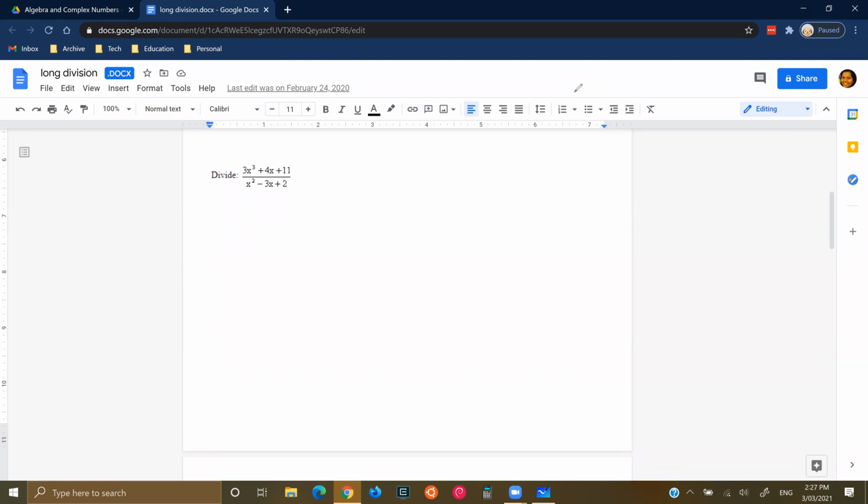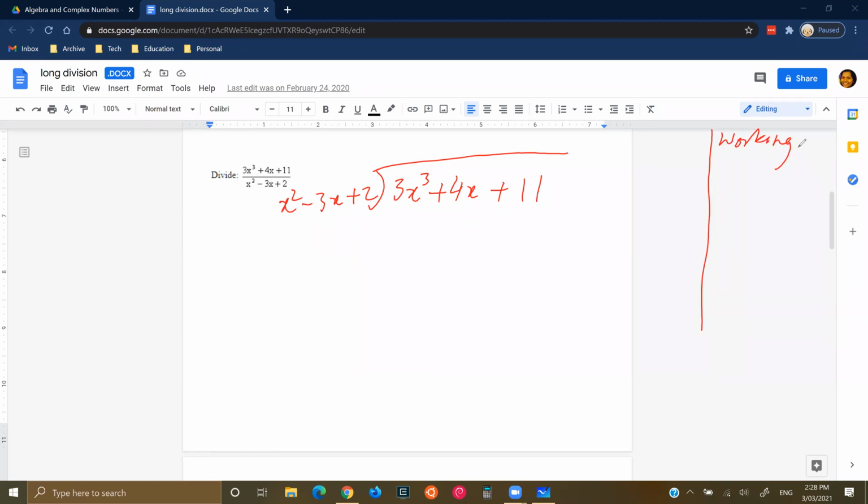Okay, so let's do this example here. Firstly, what's in the top goes in the middle here, because that's what I'm dividing. And what's in the bottom goes out here. Now, I'm going to do my working here, so that instead of me just saying it, you can actually understand what I'm doing.